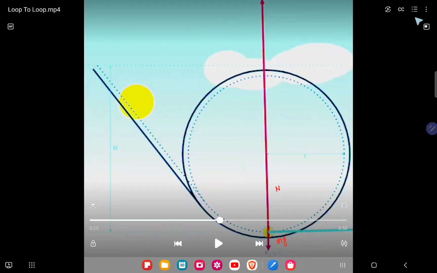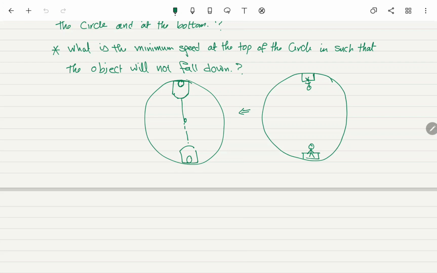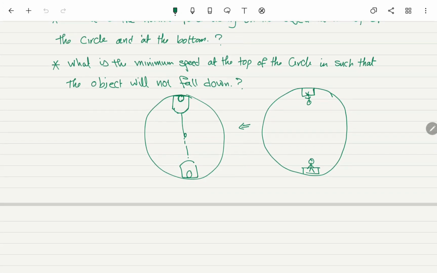Now, to solve this example, at the bottom of the vertical circular path, let's find the forces acting on the object. Now we have two forces actually here. We have the weight of this object, which is directed downward, and we have here the normal force exerted by the basket on the object. This is the normal force here.